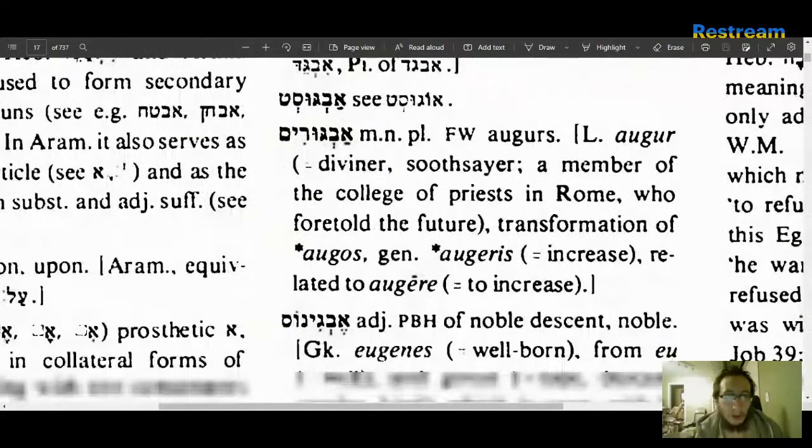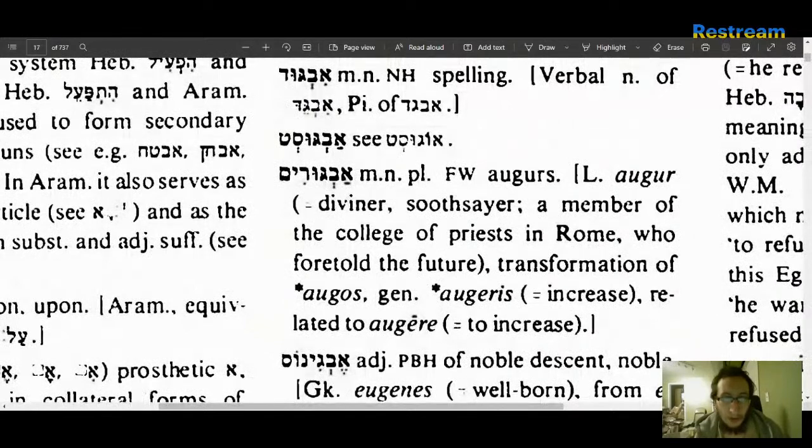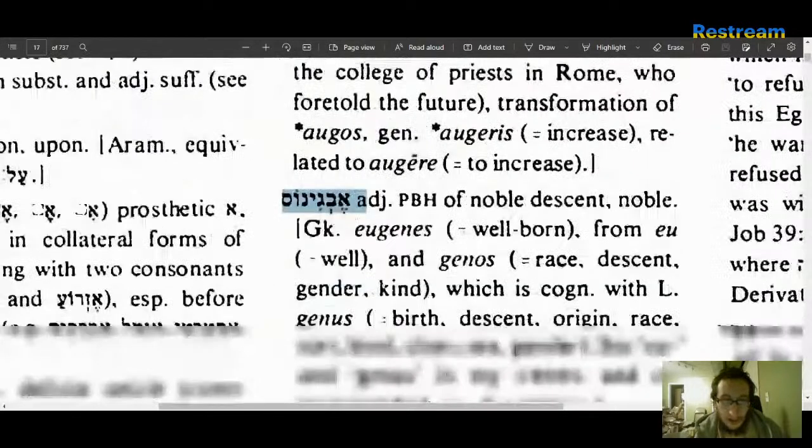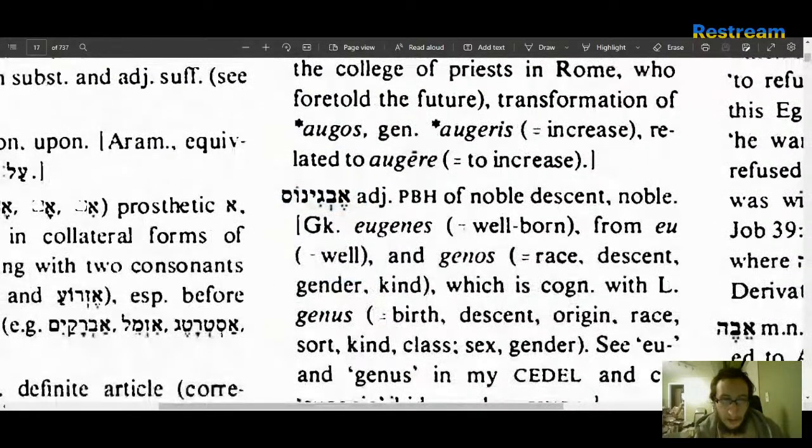And they do loan words too. So this is just the Latin word augurs. This is eugenics. So this is literally just a loan word, eugenics. See, they're using this as EV and then a GIN. So yeah.